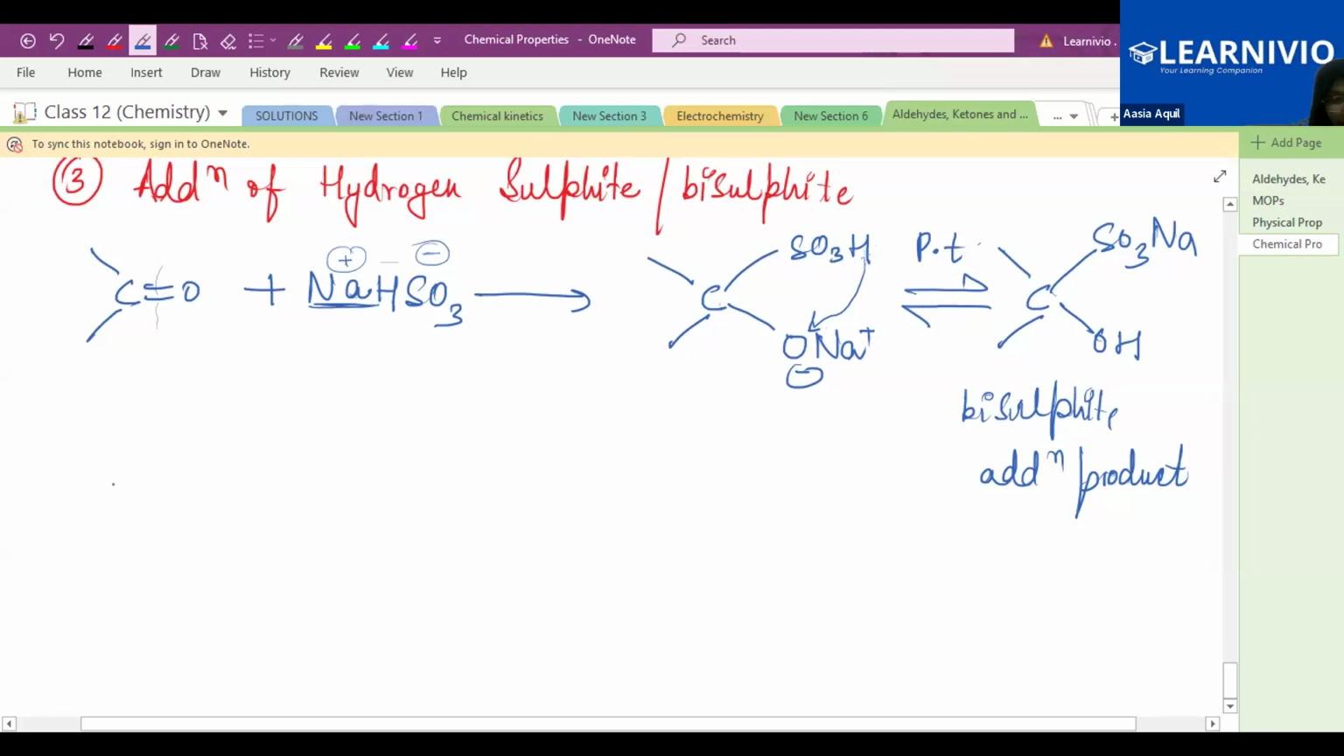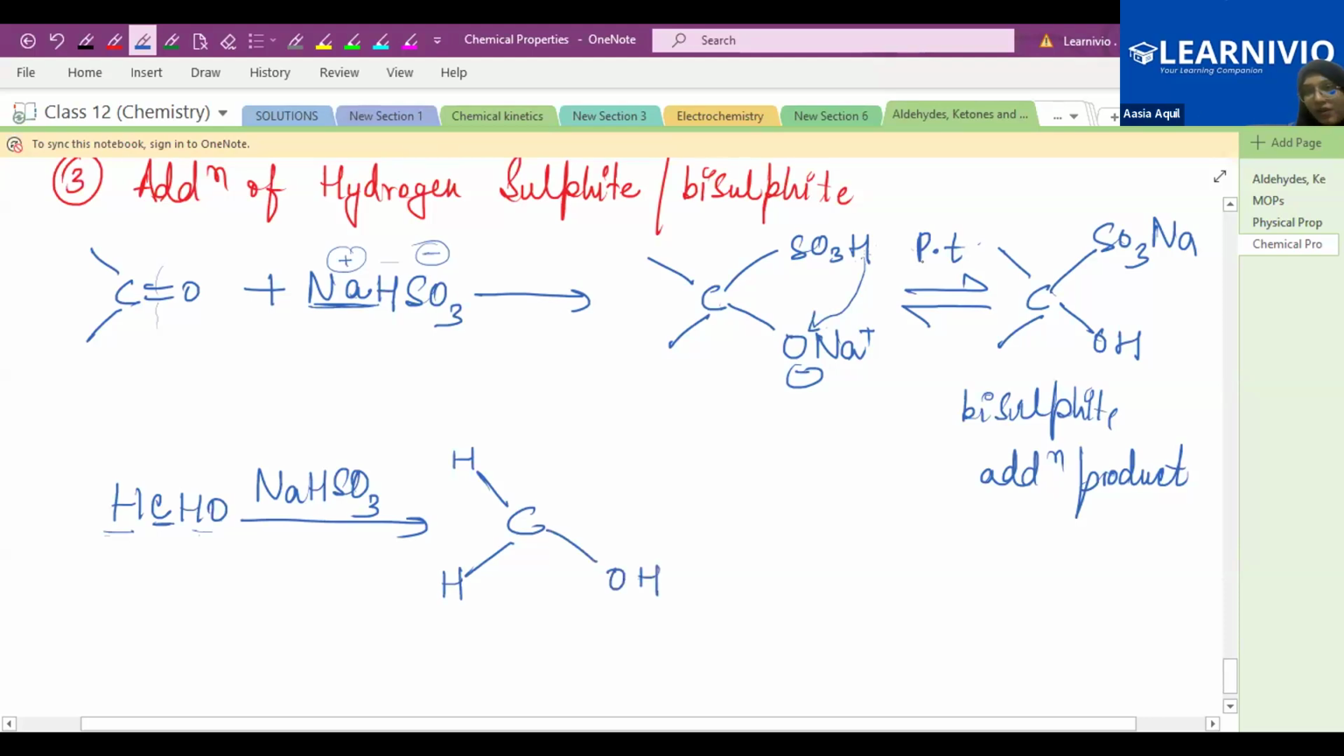And what if you don't have to write down the whole mechanism? So what are you supposed to do? Suppose we have formaldehyde, HCHO, and you are just treating it with sodium bisulfite. So again, you will do the same thing. At last, after the proton transfer, what are you supposed to do? You can check this carbon, how many hydrogens does it have? One hydrogen, other hydrogen. Now, to this oxygen, attach H.